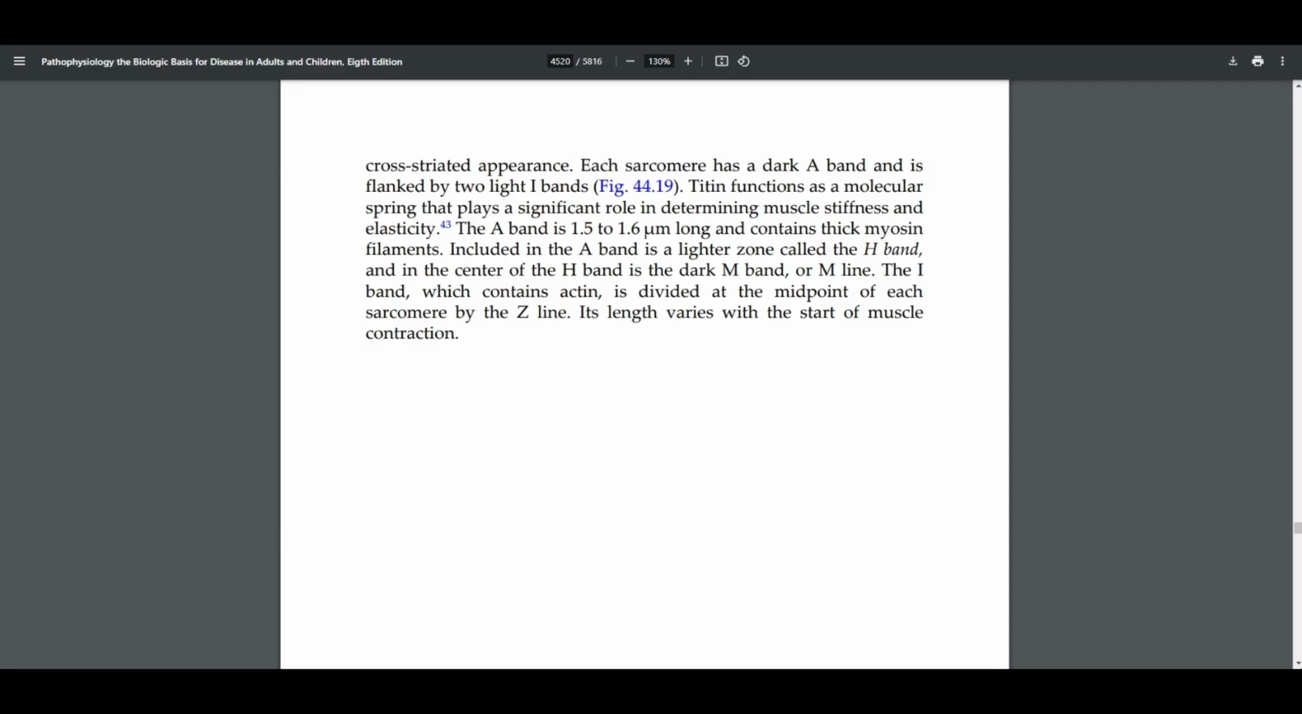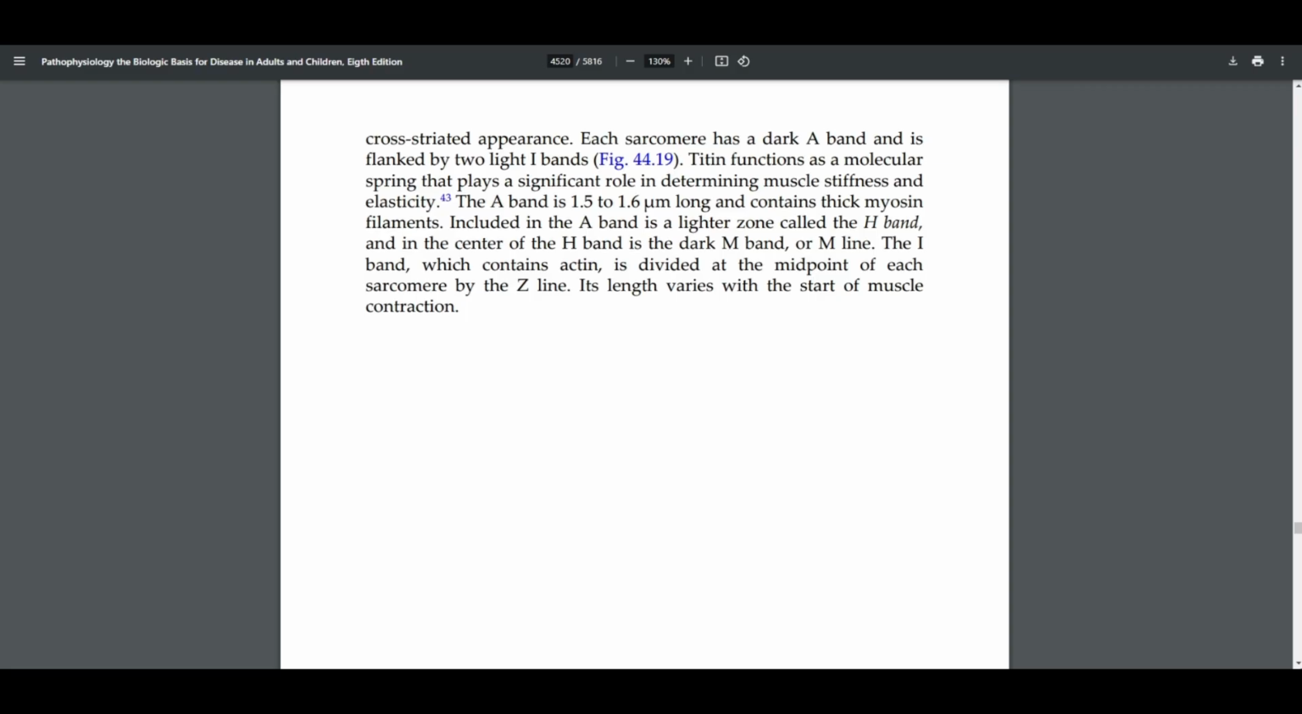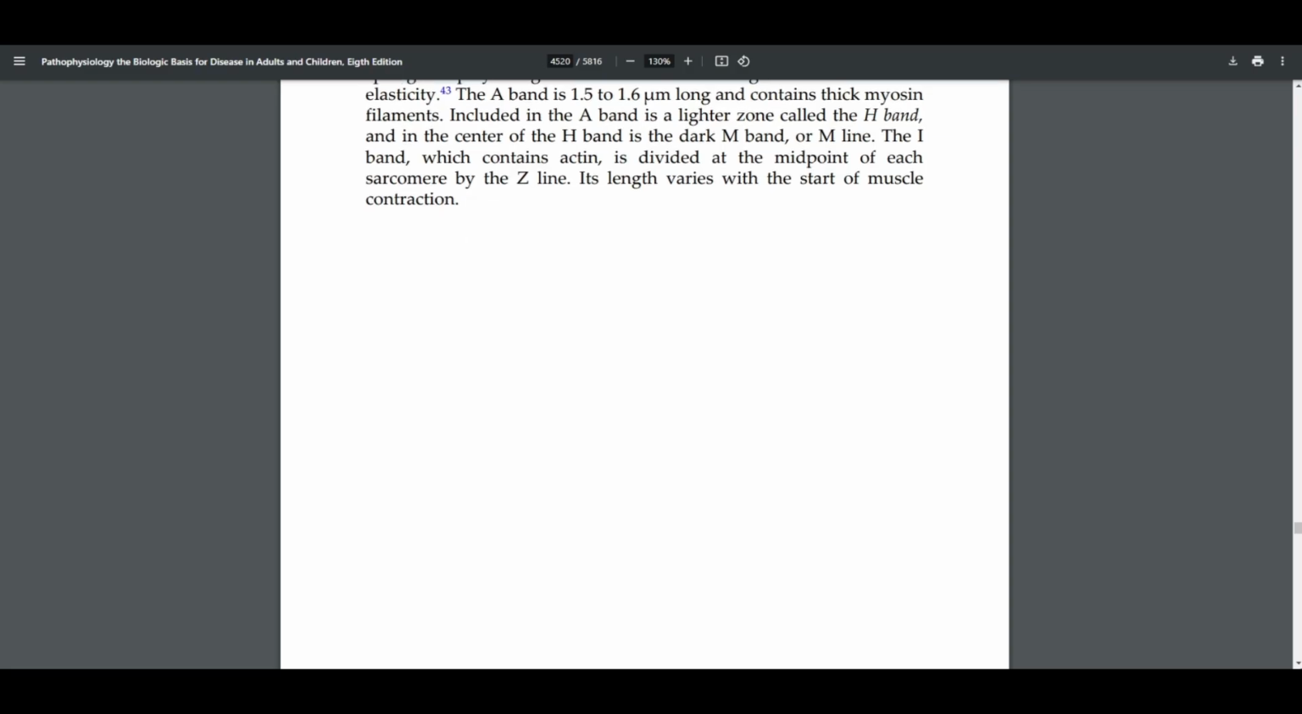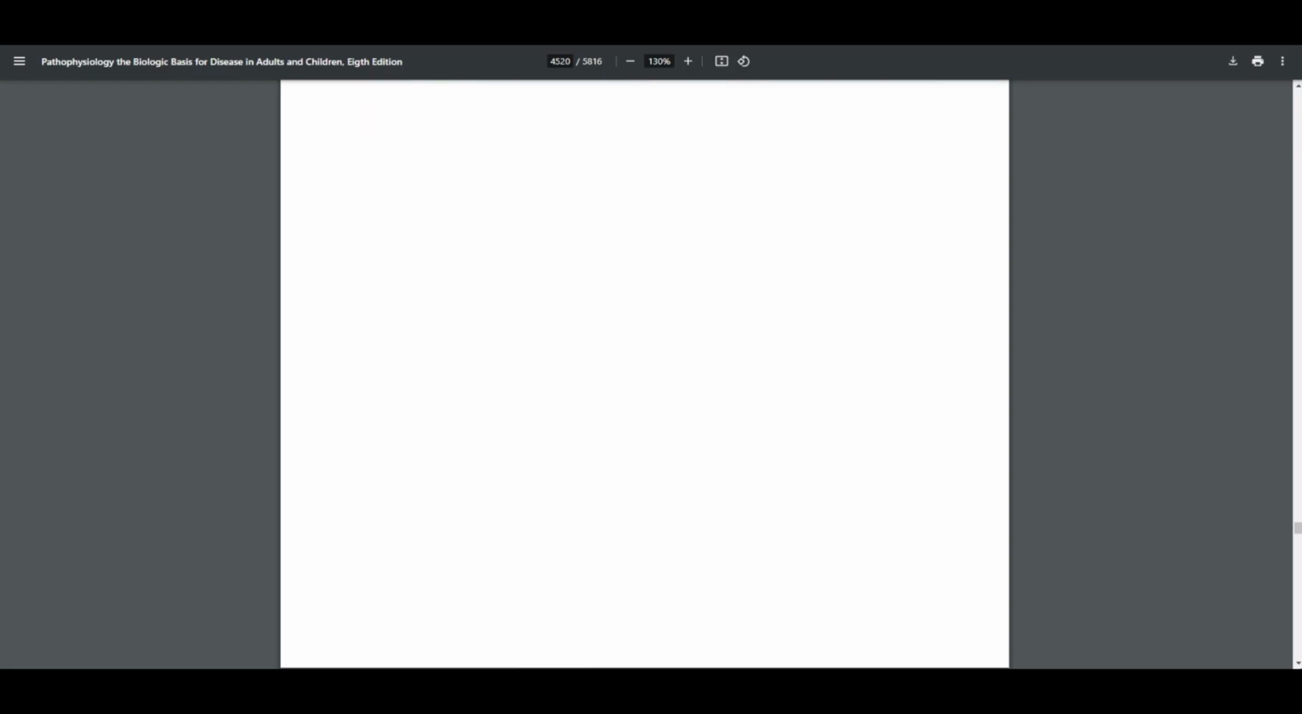The I band, which contains actin, is divided at the midpoint of each sarcomere by the Z line. Its length varies with the start of the muscle contraction. Again, this is your anatomy review.